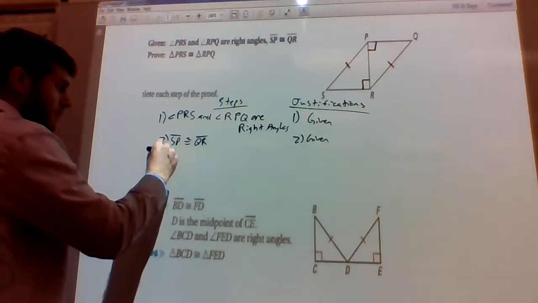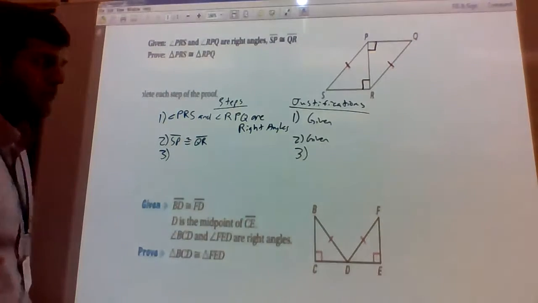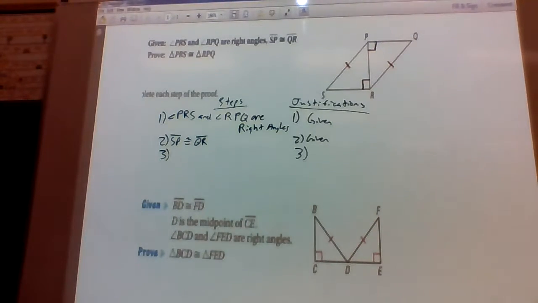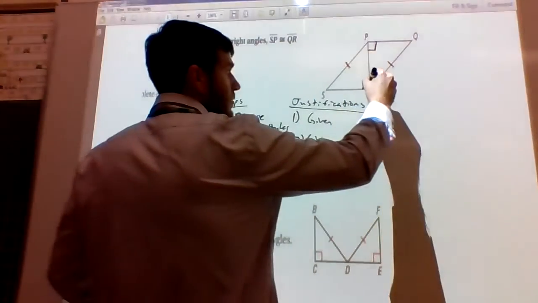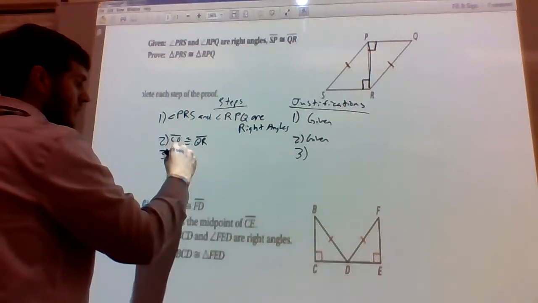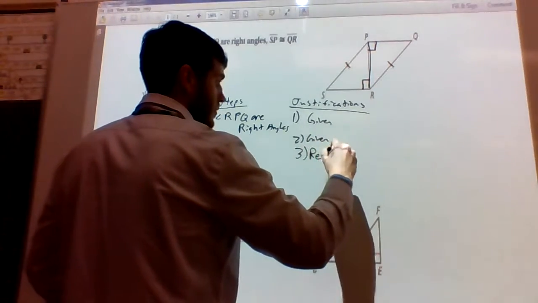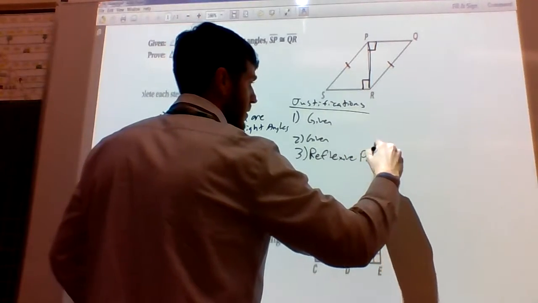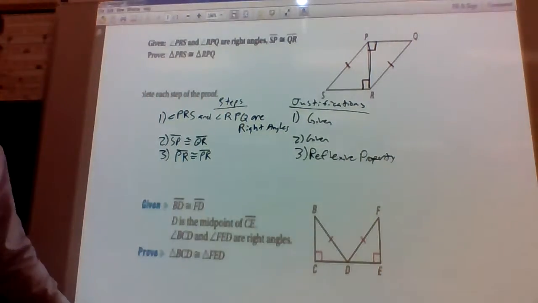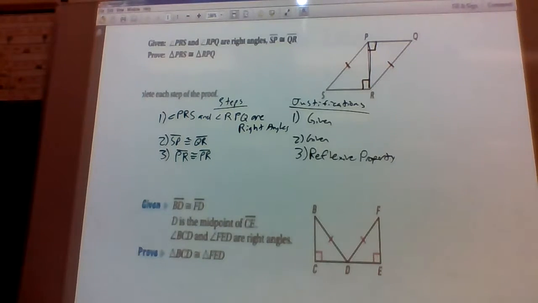Step 2 in the process is going to be look for shared sides or vertical angles. We do have a shared side. PR is part of both triangles. So we can put PR is congruent to PR by the reflexive property. If you put PR is congruent to RP, that's even better, but you would have to use the symmetric property. Since the symmetric property is not on our reference sheet, I'm just sticking with reflexive property in all situations.